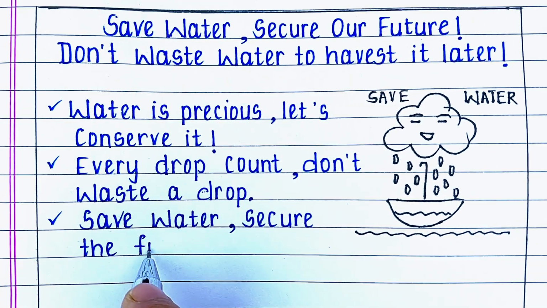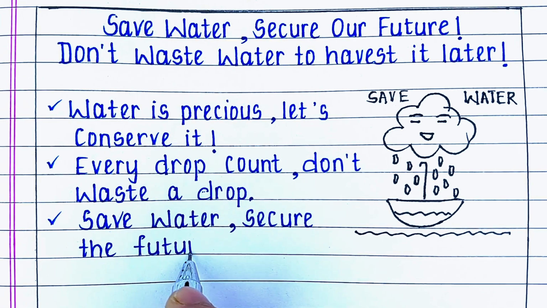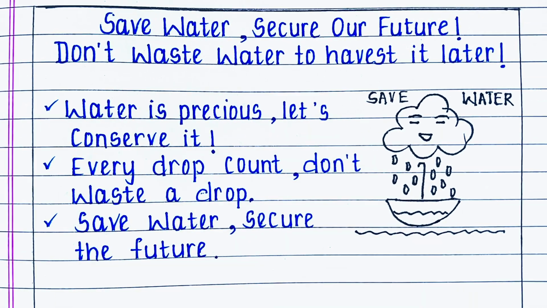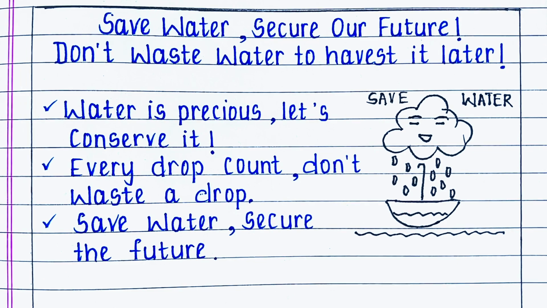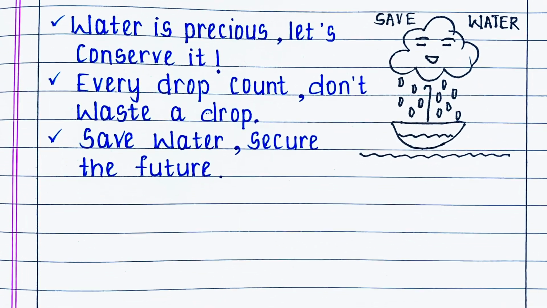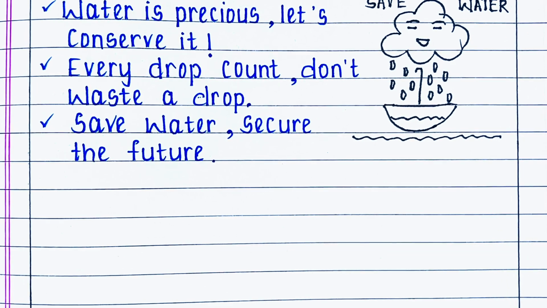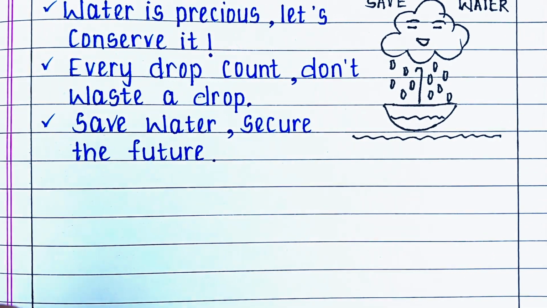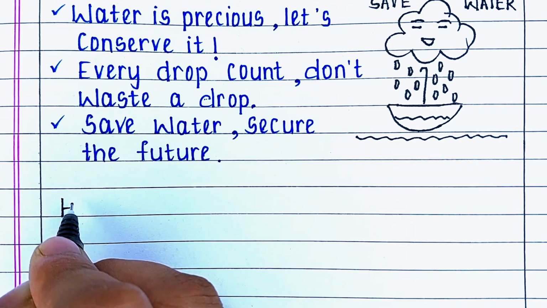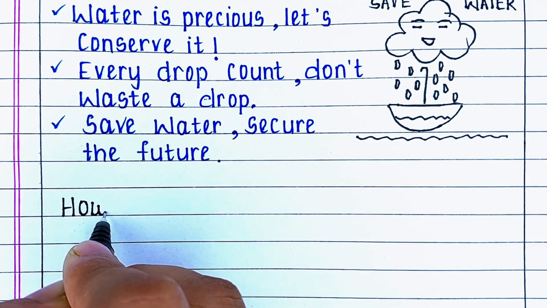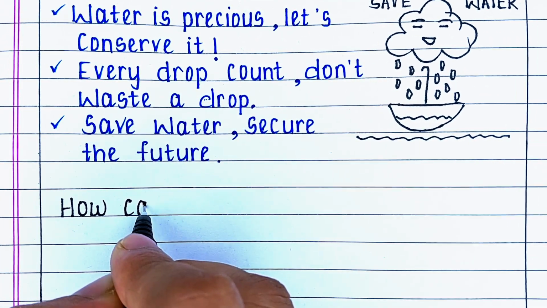To the right hand of this point, draw a pictorial representation of Save Water theme. Here I have drawn a cloud from which raindrops are falling into an umbrella, and I have written Save Water. And the cloud is a smiling cloud.